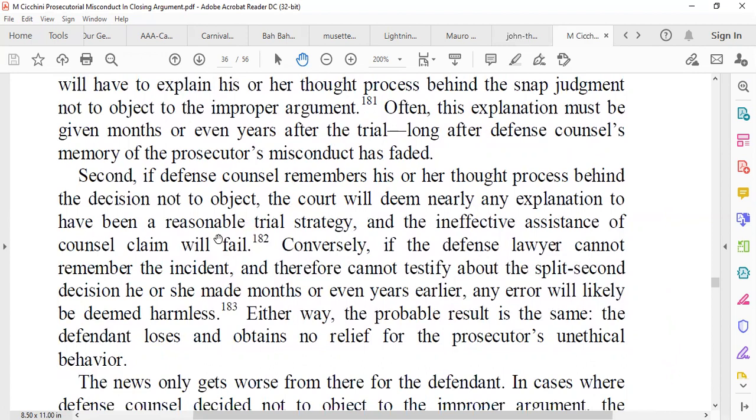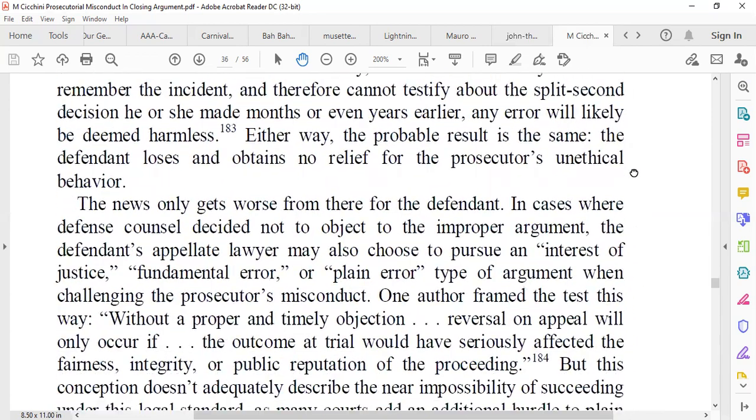Second, if defence counsel remembers his or her thought process behind the decision not to object, the court will deem nearly any explanation to have been a reasonable trial strategy, and the ineffective assistance of counsel claim will fail. Conversely, if the defence lawyer cannot remember the incident and therefore cannot testify about the split-second decision he or she made months or even years earlier, any error will likely be deemed harmless. Either way, the probable result is the same. The defendant loses and obtains no relief for the prosecutor's unethical behaviour.